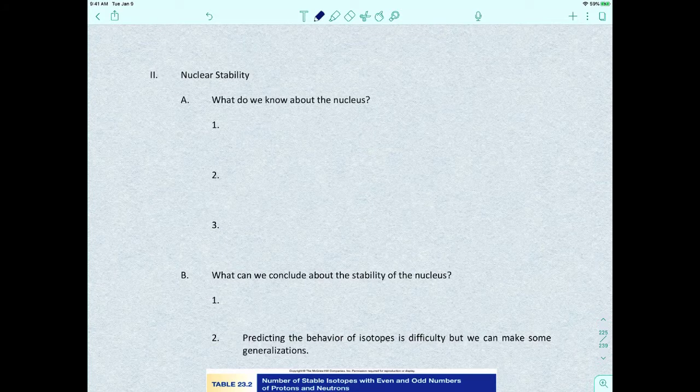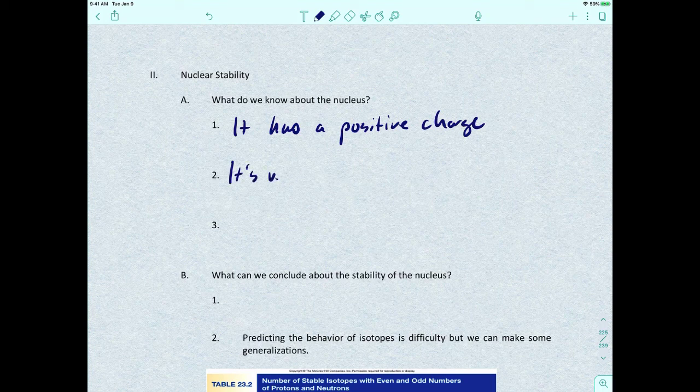Okay, so what do we know right now about the nucleus? Well, we know it has a positive charge, because the nucleus is made up of protons and neutrons. Neutrons are neutrally charged, so protons are the ones that carry that positive charge. We also know that the nucleus is very dense, and the nucleus is packed very tight.